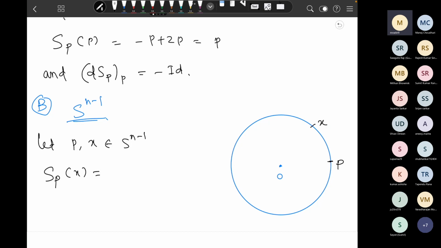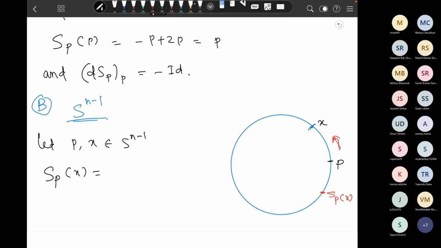Okay, so this is my point P, and suppose this is my point X. If you go in this direction, we are really going along a geodesic and you reach P. Since SP is the geodesic inversion, SP(X) will be something like this. This will be my point SP(X). Now we have to somehow find this SP(X). What is this point by your geometric thinking?